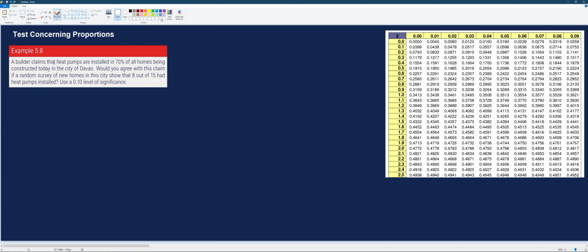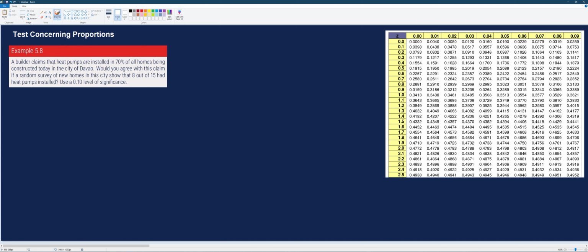Hi, in this video, we will discuss how to perform tests concerning proportions. In our previous module, we used the standard normal table to create a confidence interval that will estimate the population proportion of a random variable. Similarly, when we do tests concerning proportions, we may also use that table.